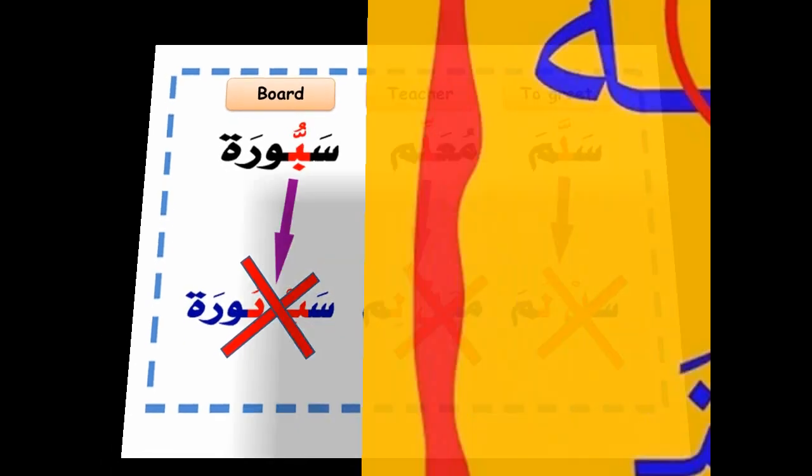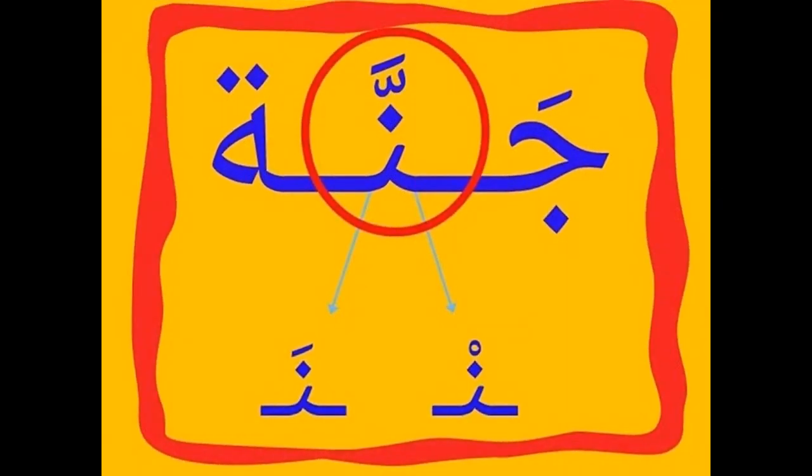Alright, now look at this example. Jannatun, Jannah, na. We have the stress, and above the stress we have fatha. If we have just fatha, we say na. But since we have here shadda or the stress, we say nna, as if there is kind of pressure on that letter. You press it. Jannah means heaven.